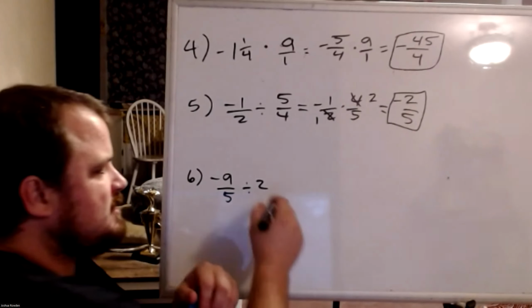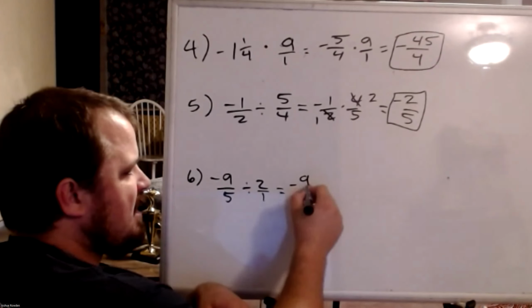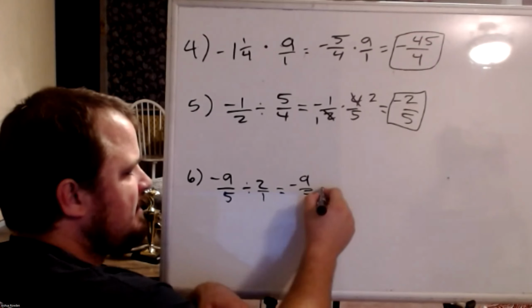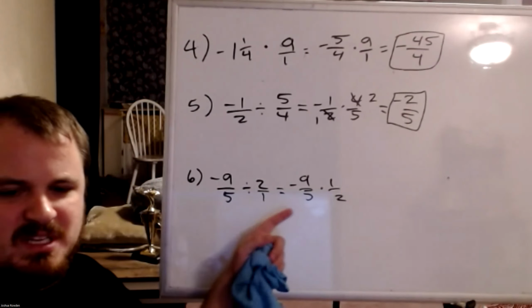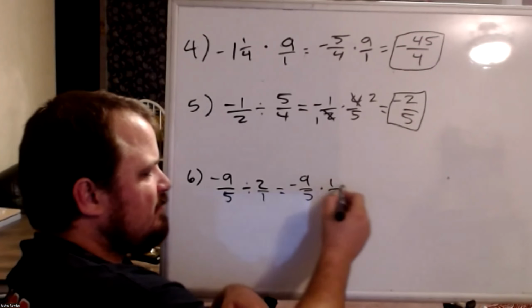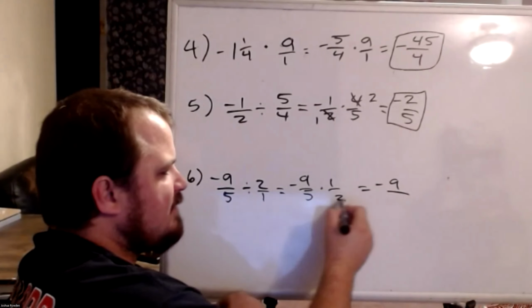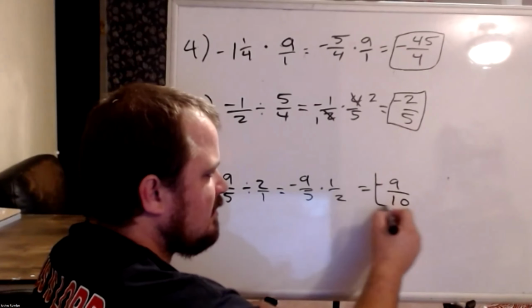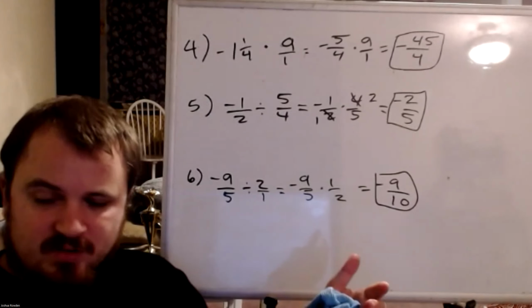All right, right here: -9/5 divided by 2. Let's make that 2/1. And so we have -9/5 times 1/2. Remember, division just means flip the number and make it a multiplication. So we're going to have -9 times 1, so -9 on top, and 5 times 2, so 10 on the bottom. So -9/10.